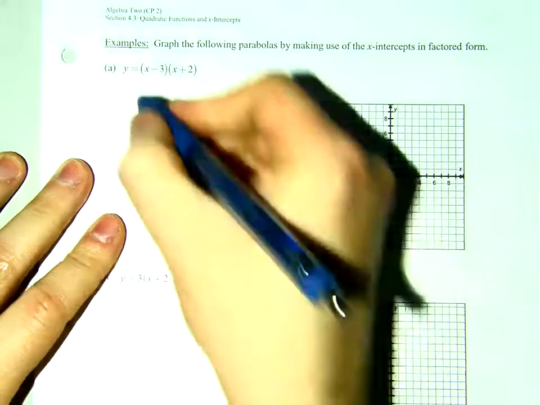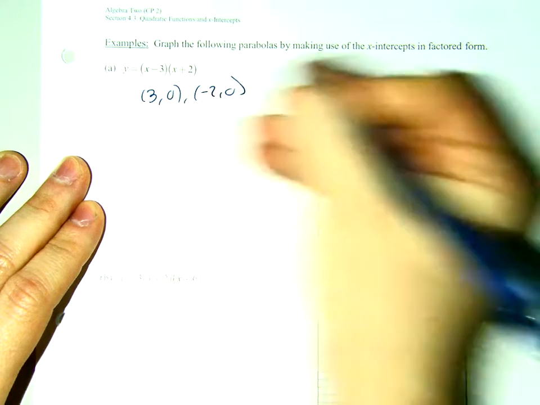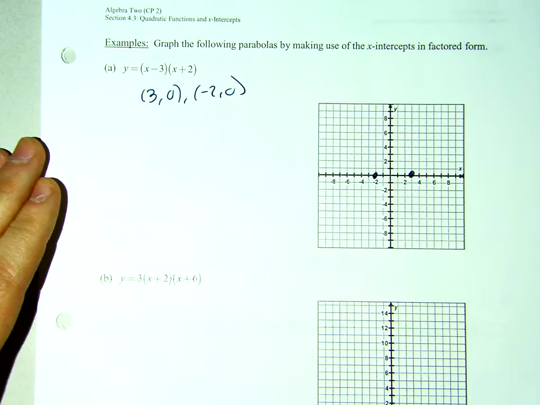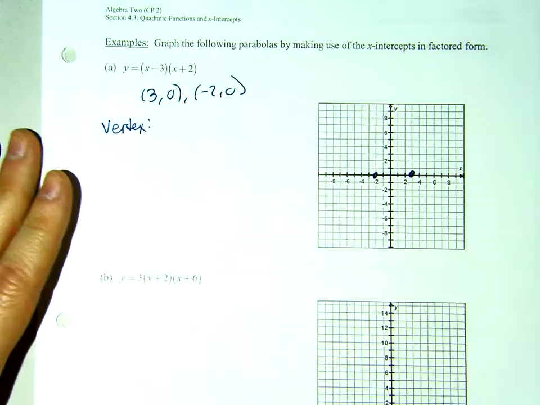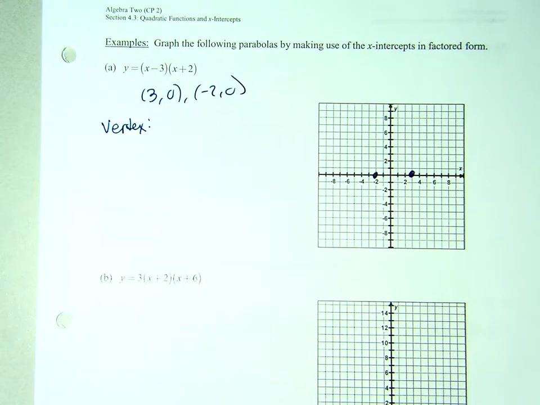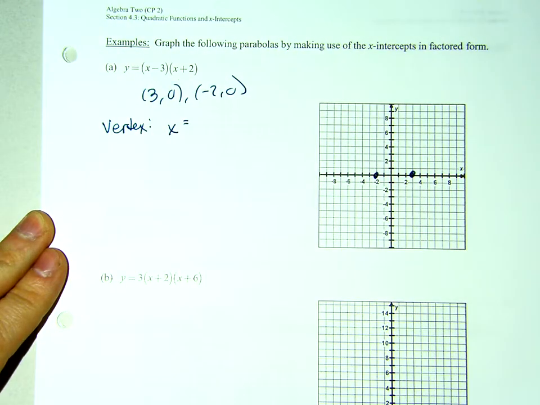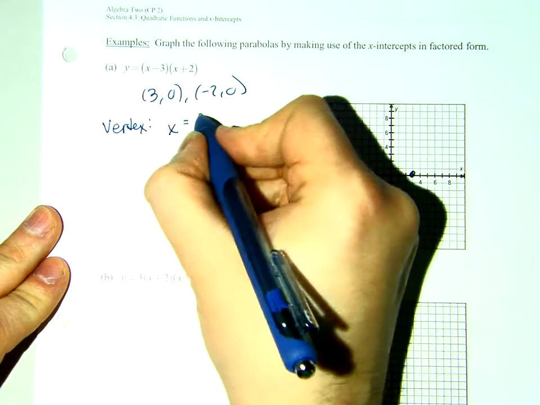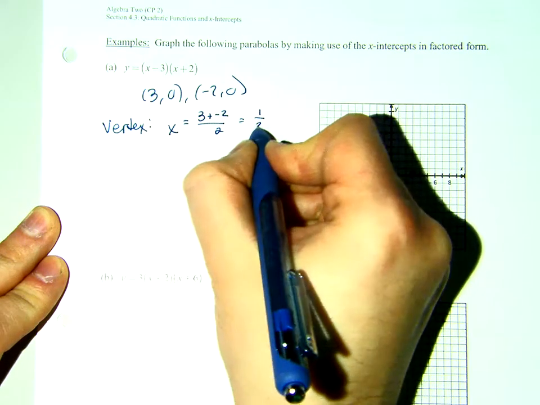Okay, I am hoping this did not take long at all. 3, 0 and negative 2, 0. And I feel like here, though, for the vertex, I probably shouldn't count. I should use that formula. It's really just the average of the x's. Michael's thinking a half. Anyone agreeing with him? Well, let's see. I'm going to do 3 plus negative 2 divided by 2. Yeah, that's 1/2.